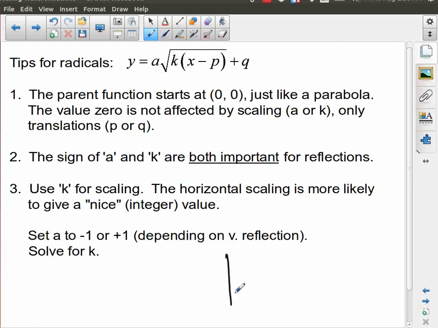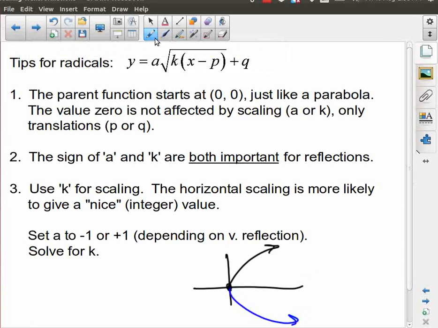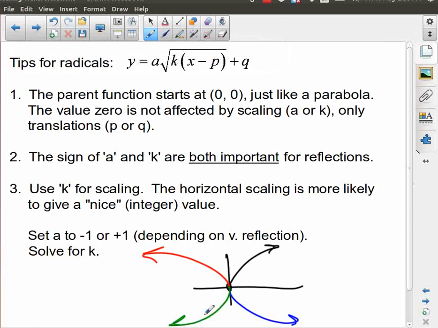If we think about the parent function of the radical, a vertical reflection of that is going to look like this. A horizontal reflection of that is going to look like this. As you can see, the vertical and horizontal reflections are different. And then you could actually also have a vertical and a horizontal reflection, and it would look like that. So for that reason, the sign of a and k are both important. So we need to keep track of both your a and k values.